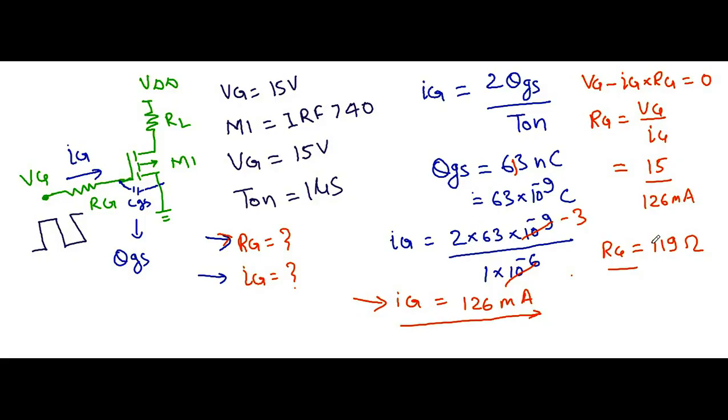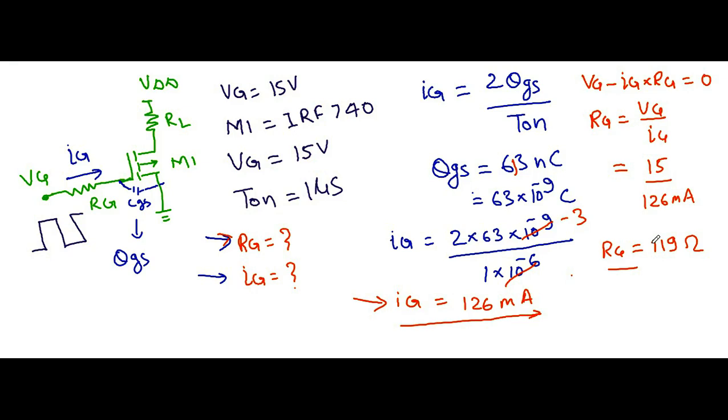So let me explain once again so that you can better understand. You have this kind of simple circuitry, and you want to calculate the gate resistance RG. You are given the gate voltage VG and the turn on time T on of the MOSFET, which is 1 microsecond. VG is 15 volt, and the MOSFET you are using is IRF 740. Now you have to calculate the RG value, and in order to calculate the gate resistance, you need to know the gate current IG.